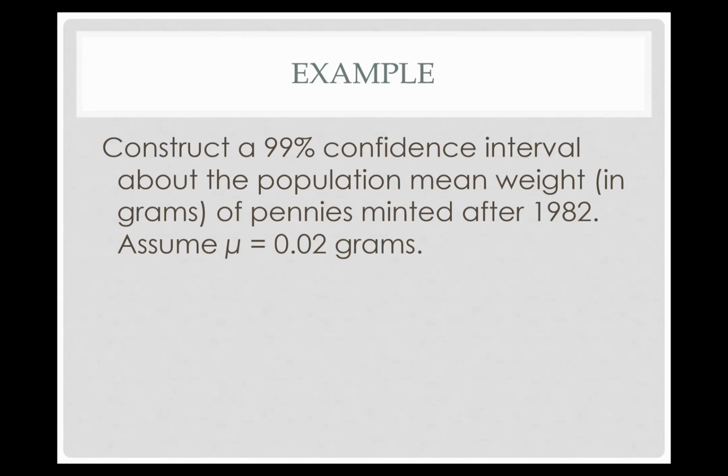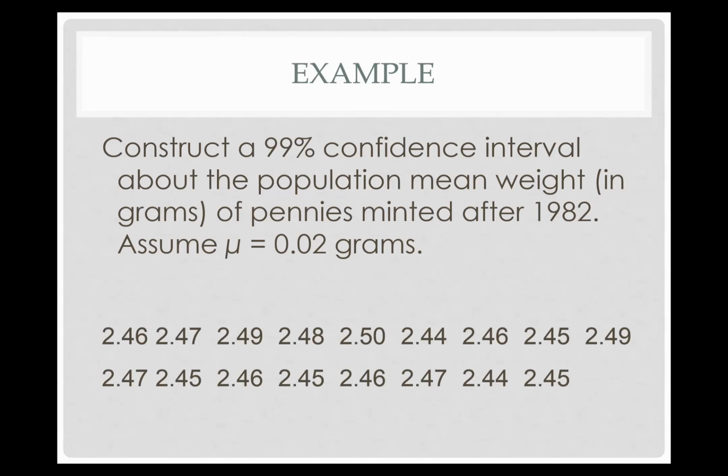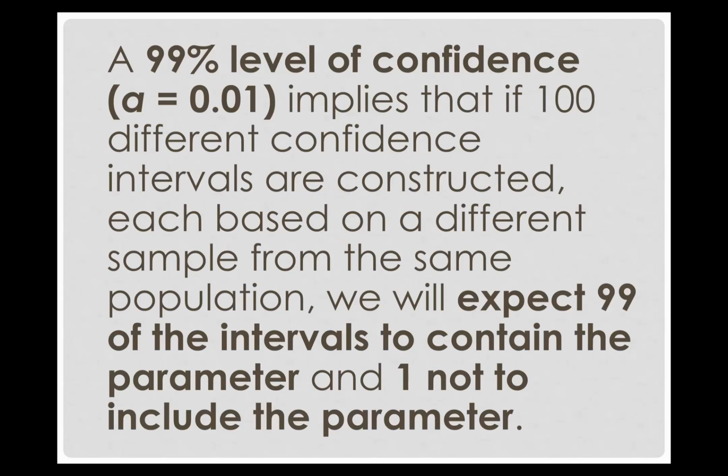Construct a 99% confidence interval about the population mean weight in grams of pennies minted after 1982. Assume mu equals 0.02 grams. So we know the population mean is 0.02 grams. And so we collect 17 pennies and we weigh them, and here are their weights. Okay, and so we can enter those into the calculator and get the mean weight and the standard deviation. And so we're going to construct a 99% confidence interval. So that means we're using a 99% level of confidence, so alpha equals 0.01.